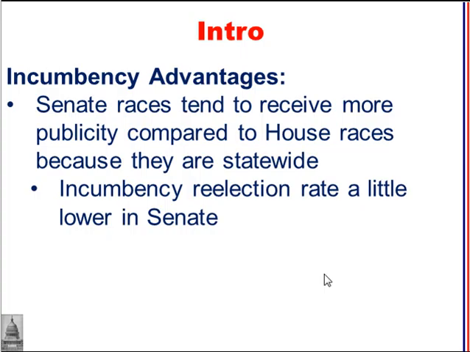Senate races tend to receive more publicity compared to the House because there's less of them. They're statewide. They're on a bigger scale. The incumbency re-election rate in the Senate is a little bit lower than the House, but it's still very high.